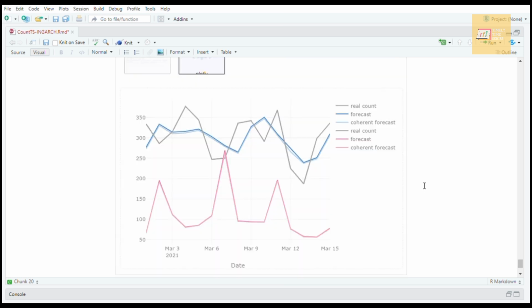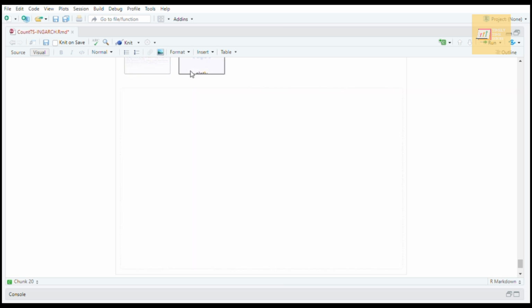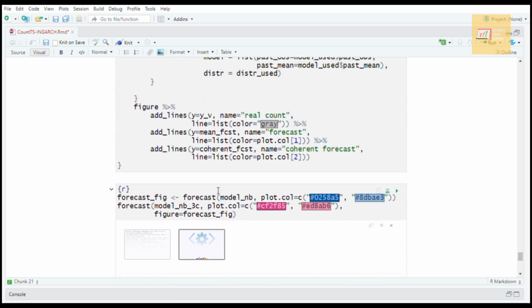Okay, so here we are. We are done with our forecasting. If you see two windows here, the first one is for the warning messages. Now let's look at the plots. Again, the blue lines, the dark and light blue, are for model NB, so the negative binomial distribution without any covariates. Whereas the pink, the dark and light pink, are for models that assume NB distribution but also include 3 covariates.